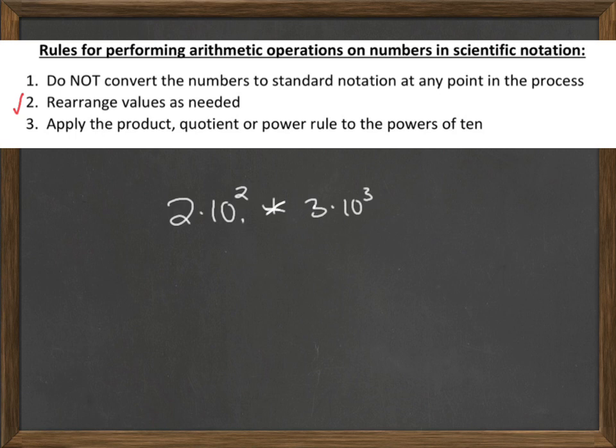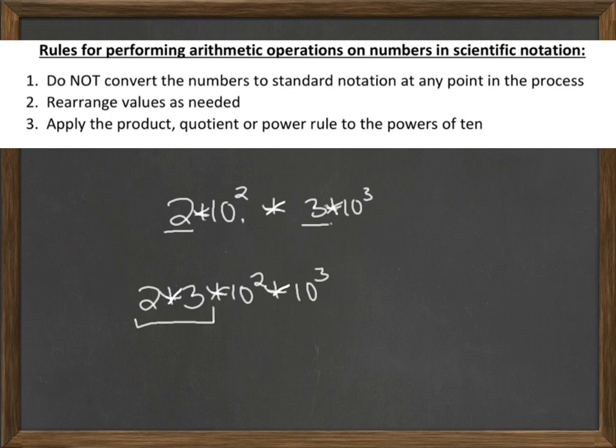Well, remember all of these values, the 2, the 10 squared, the 3, and the 10 to the third power are all connected through what? Multiplication. And multiplication is commutative, meaning that the order doesn't matter. 2 times 3 is the same as 3 times 2. So what we do is we take our two mantissas, 2 and 3, and we put those next to each other. So now we have 2 times 3. Then we place our powers of 10 next to each other as well. So we have 10 squared times 10 to the third power.